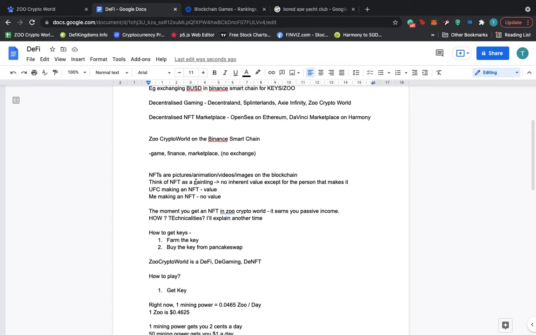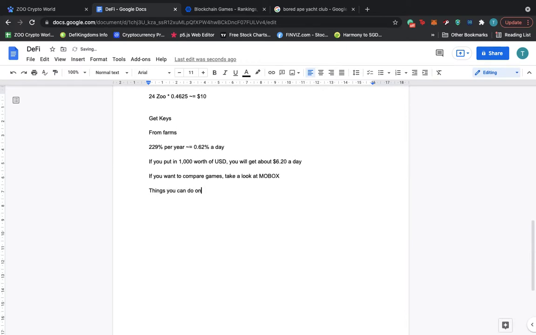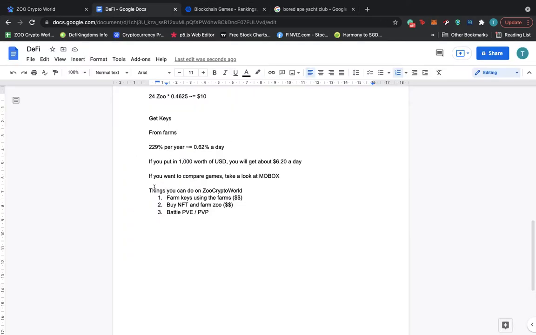Let me go back. Things you can do in the crypto world. Number 1, upkeys using the farms. Number 2, buy NFT and farm zoo, which gets you money. And the third thing you can do is battle, PvE and PvP. Now the battle aspect of Zoo Crypto World is not really good now, but in November or December they're going to revamp it. Anyway, it's not really lucrative to play PvE and PvP now, so I'm just leaving it as this.